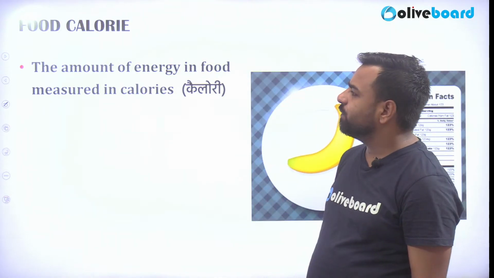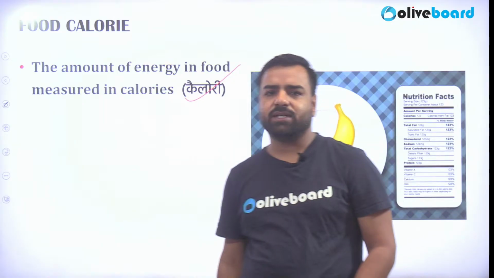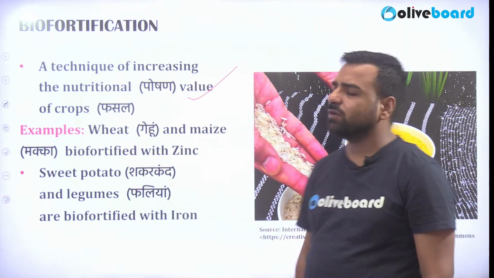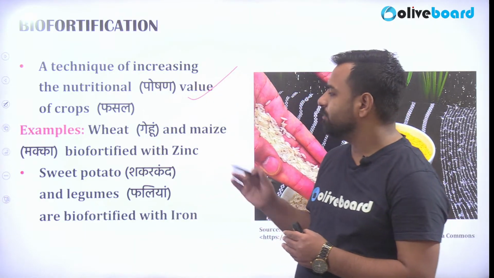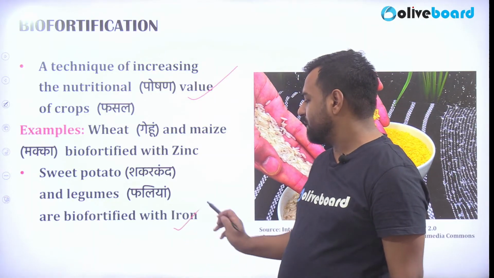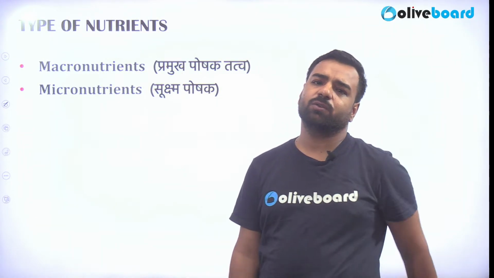Okay, so what is food calorie? The amount of energy that is present in the food, measured in calories, is the food calorie. And what is biofortification? That's the technique of increasing the nutritional value of crops. So here wheat and maize are biofortified with zinc. Sweet potato and legumes are biofortified with iron. So it actually helps in increasing the nutrient value, right?